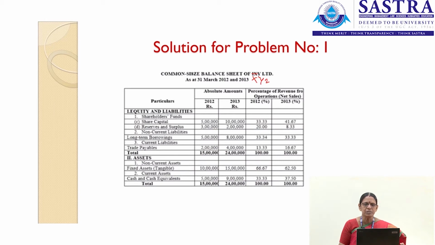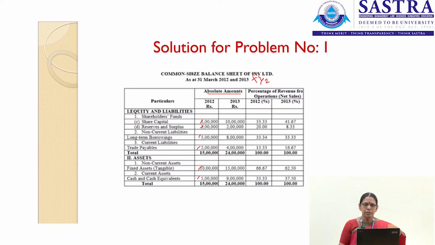Now, as of 31st March 2012 and 2013, we have the absolute amounts. Whatever we mean by absolute amounts is shown in the balance sheet itself. Say, as we already told, share capital, reserves and surplus, then long-term borrowings, current liabilities, and we have fixed assets and cash and cash equivalents. Same way for 2013 also, we have 10 lakhs, 2 lakhs, long-term borrowings of 8 lakhs, 4 lakhs as payables and 24 lakhs as the balance sheet total. Then non-current assets we have 15 lakhs, 9 lakhs as cash and cash equivalents, we have 24 lakhs.